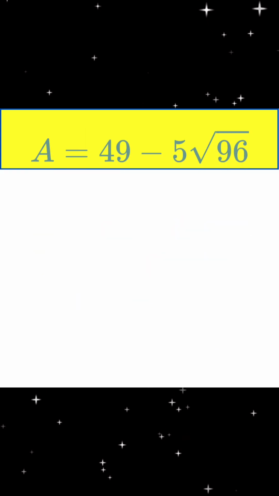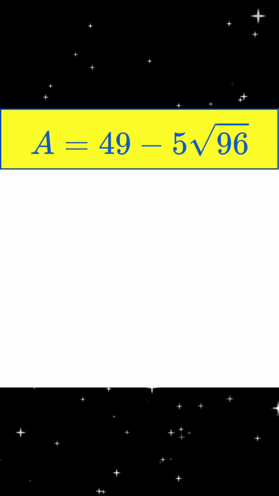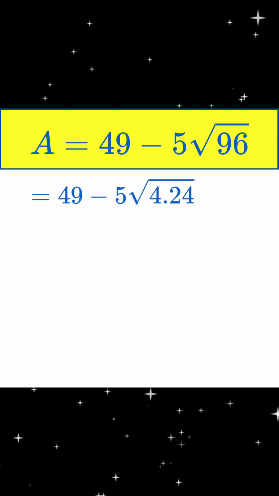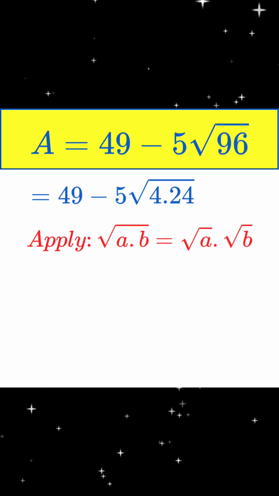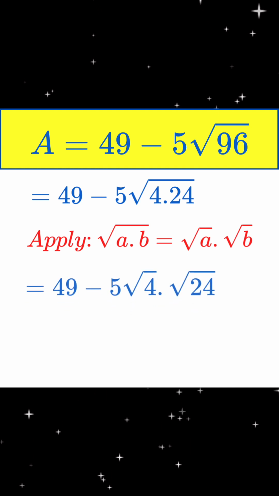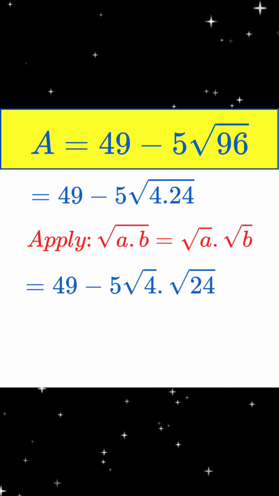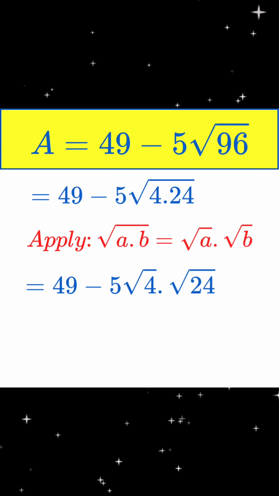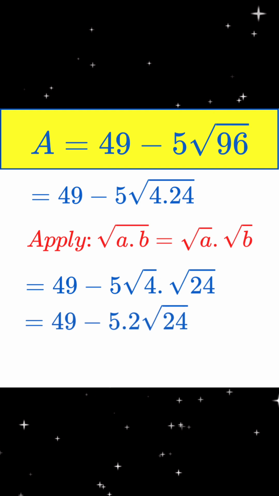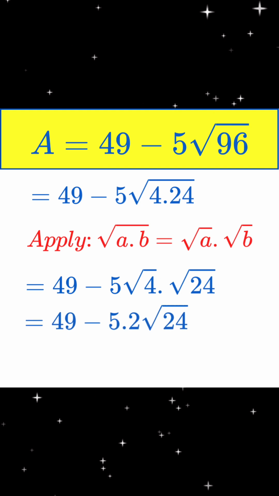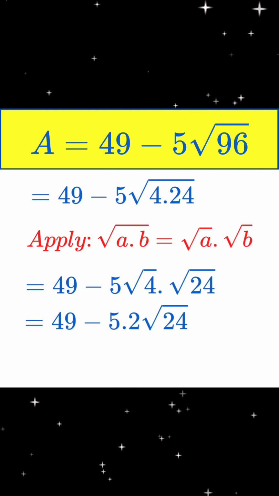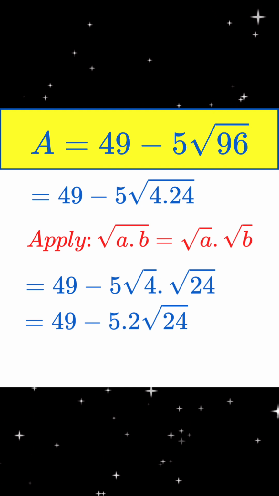Let's simplify the square root of 96. Notice that 96 can be written as 4 times 24. Using the property of radicals, the square root of 4 times 24 becomes the square root of 4, multiplied by the square root of 24. Since the square root of 4 is 2, we get 2 times the square root of 24. We have 49 minus 5 times 2 times the square root of 24.